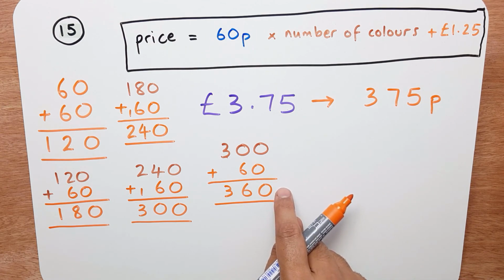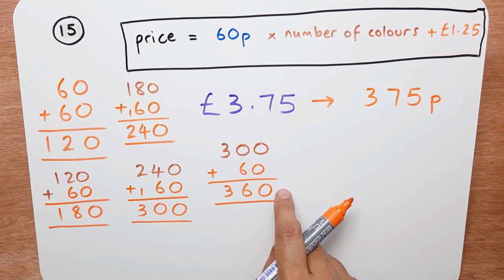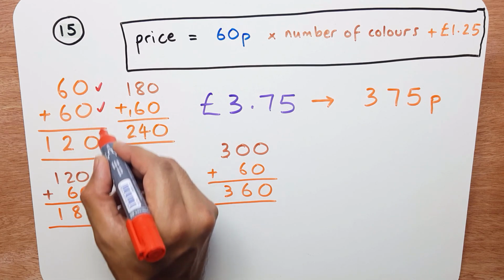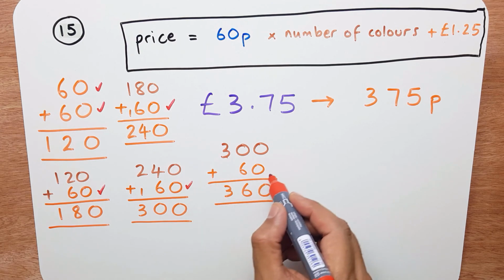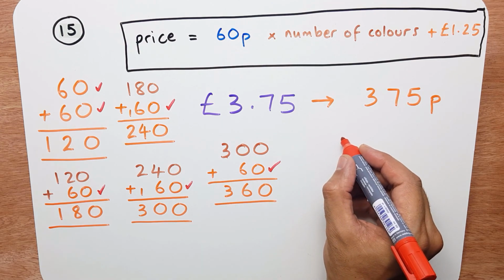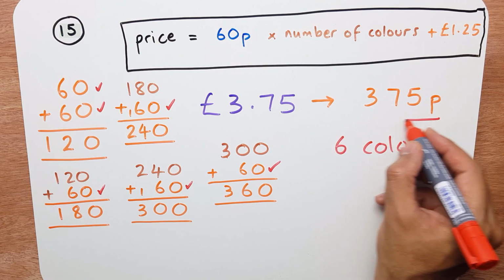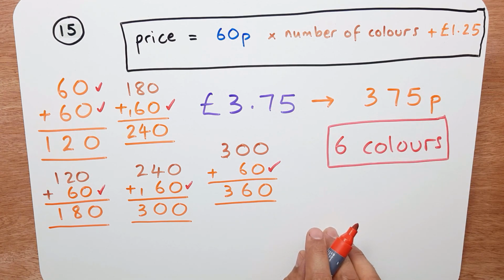And I can tell straight away that if I add another 60, I'll go over that. So I've not got enough for another colour. So how many 60s have I added? 1, 2, 3, 4, 5, and 6. So the maximum number of colours is 6 colours that can be put on the t-shirt for £5.